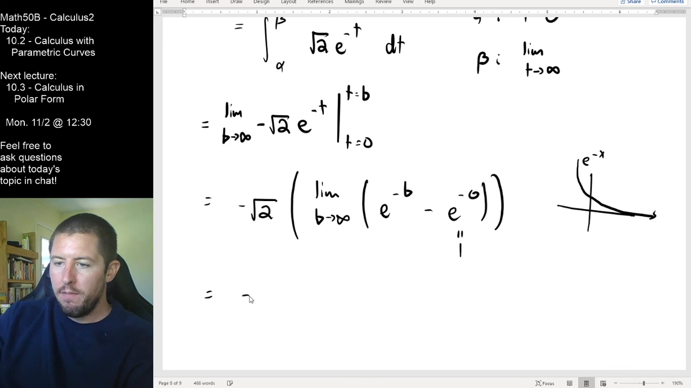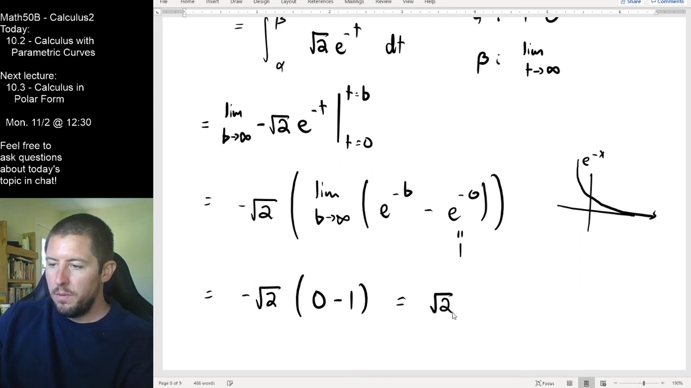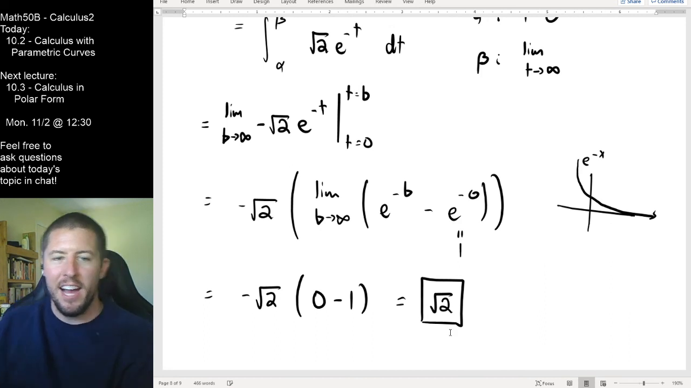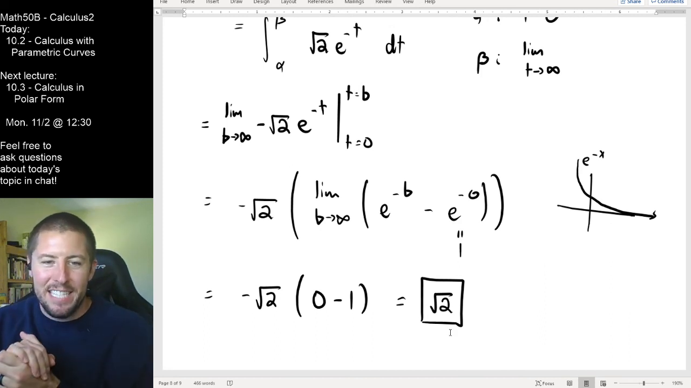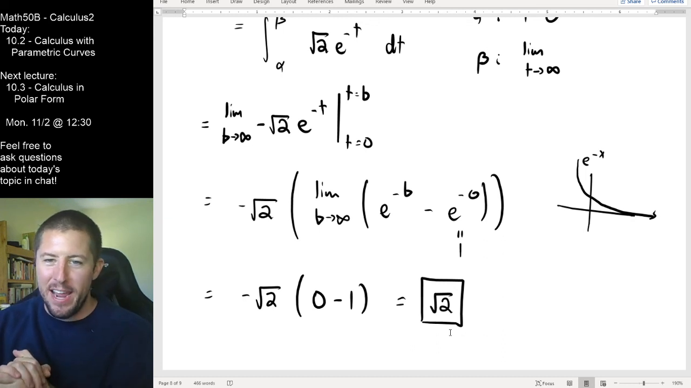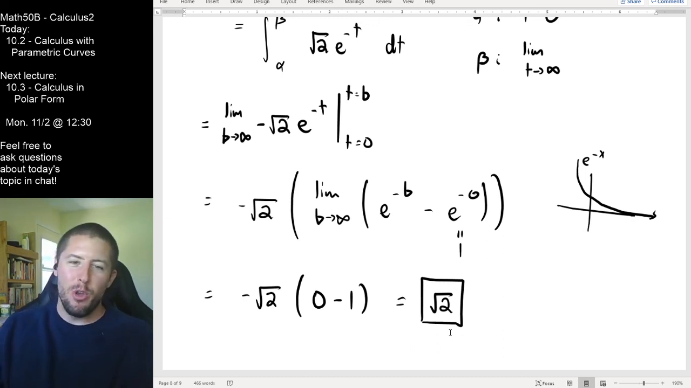So what I'm going to get here for my answer then is negative, okay, I did that right, negative root 2 times 0 minus 1. And that's going to give me root 2. And that is just crazy to me. How simple is that? That's a very, very satisfying answer, in my opinion. That was a super cool problem that worked out kind of surprisingly well.